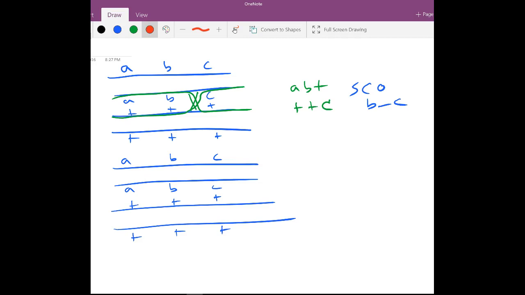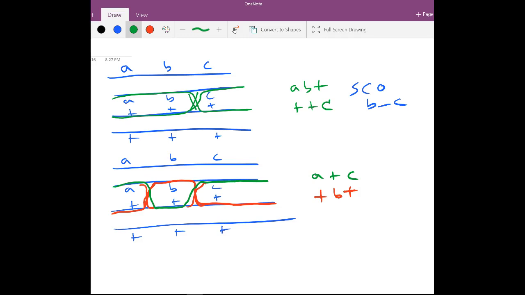Let's do our double crossovers in red. It's dramatic. This takes some practice. This does not come immediately. So, plus, crossover, pick up a B. Crossover, pick up a plus. Plus, B, plus. Let's change colors again so you can follow this one a little bit better. A, crossover, pick up a plus. Crossover, pick up a C. A plus C.